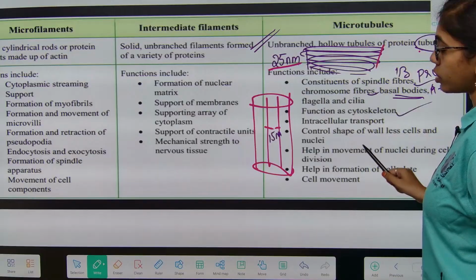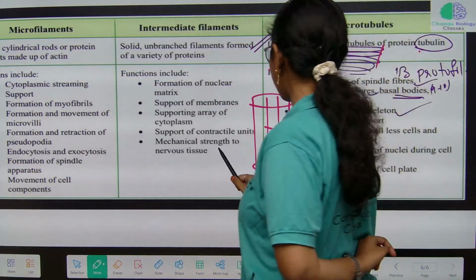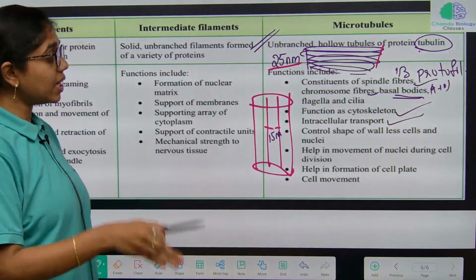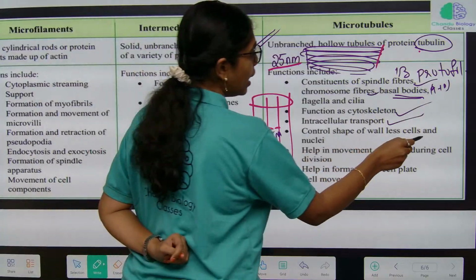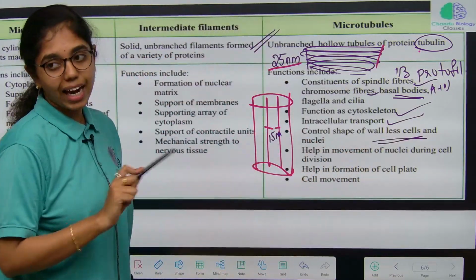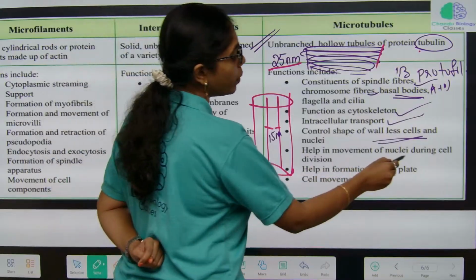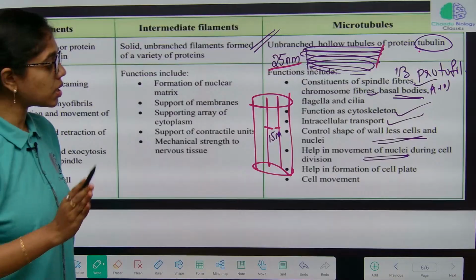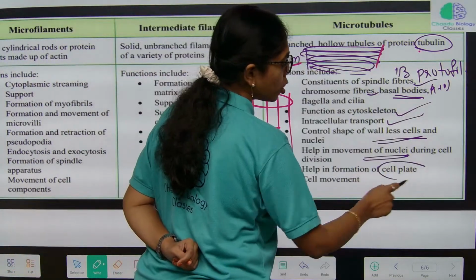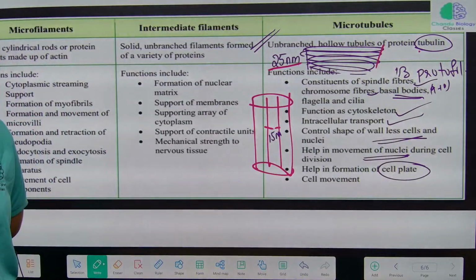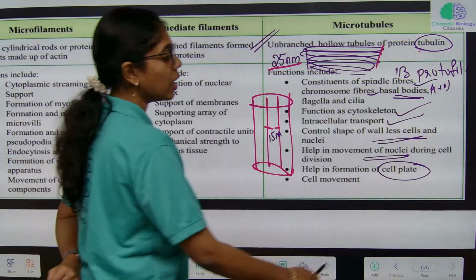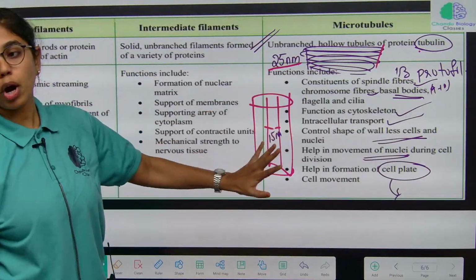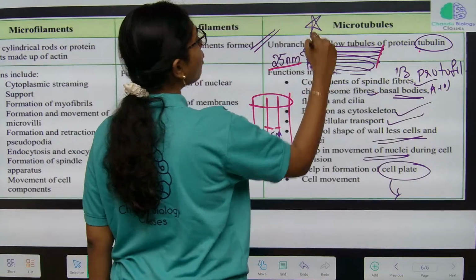Microtubule functions as cytoskeleton. This is required in intracellular transport. This controls shape of the cell, shape of the wall-less cells and the nucleus. This helps in the movement of nuclei during the cell division, and this helps the formation of cell plate and cell movement as well. Cell plate during plant cytokinesis. So, these are the most important functions of microtubules. We have to fix it in our mind.